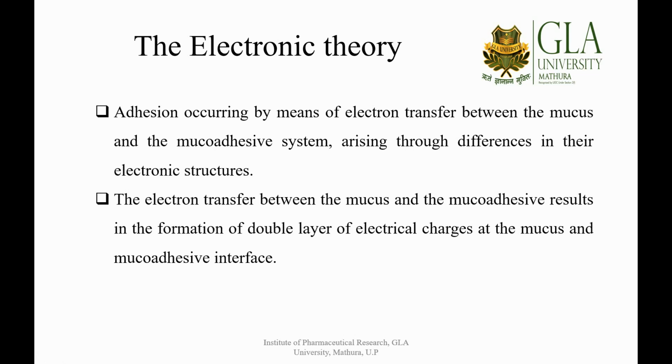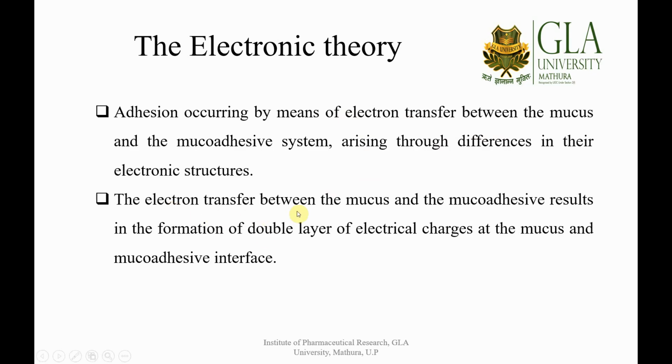You can see the important point is that adhesion is occurring by means of electron transfer. This electron transfer takes place between the mucus and the mucoadhesive system, as I told you, and it arises through the difference in their electronic structure. Unless the difference is there, this electron transfer will not occur. To make this happen, we should choose those sorts of polymers which can create electronic disturbance.